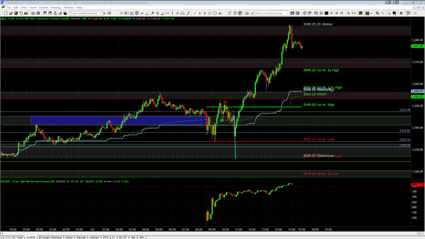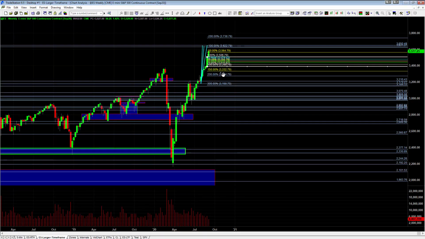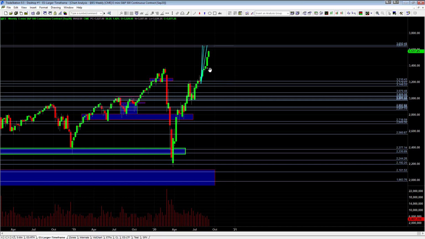So that's the idea. Kevin's asking, what would change the long-term bias to neutral, taking out the 3,400 area? Yeah, I haven't really thought about that. 3,400. I don't know if that would even really change a whole lot. That's the thing, right? Right now, the structure is so strong that a 100-point pullback would do nothing to this thing. That's how strong the structure is.